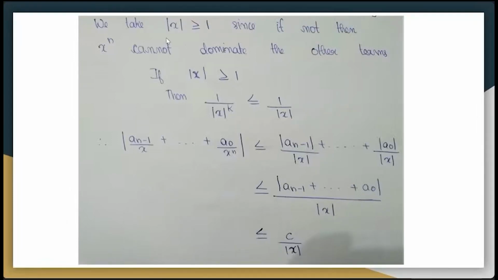I will get mod a n minus 1 by x plus etc. plus a naught by x to the power n will be less than or equal to mod a n minus 1 by mod x plus etc. plus mod a naught by mod x, which will be less than or equal to, since my denominators are same, I am adding up the numerators, which will be less than or equal to mod a n minus 1 plus etc. plus mod a naught by mod x. I am naming my numerator as c for convenience. So my old term will be less than or equal to c by mod x.